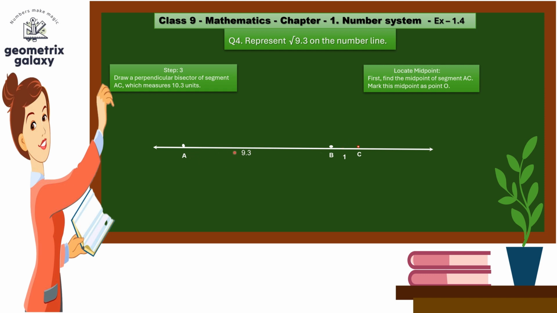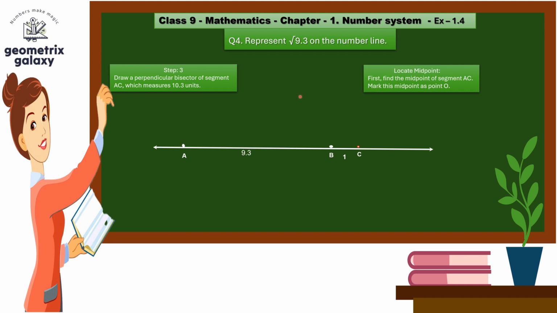Now from points A and C, draw arcs with a radius greater than half of AC. That is, the measure of AC is 10.3. Greater than half of AC means it should be more than half of 10.3. More than half of 10.3 means it should be more than 5.15. So we can take any measure which is greater than 5.15.